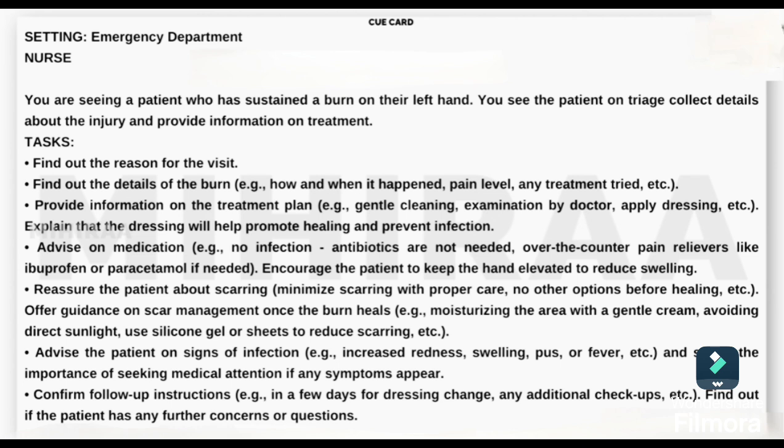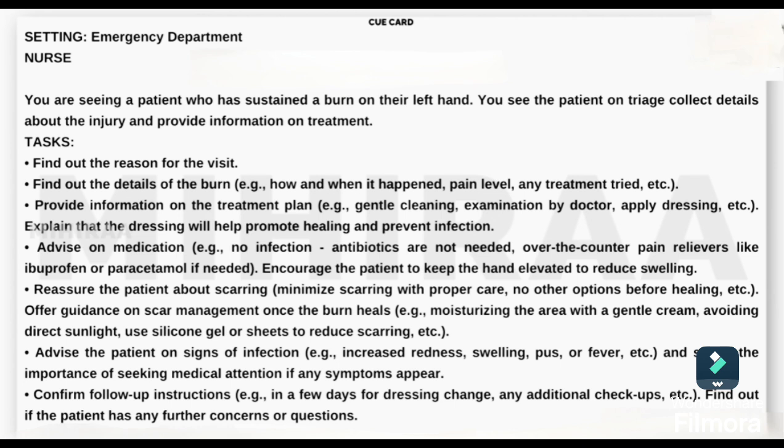Instead, you can use silicone gel or sheets on the burned area to reduce the scarring. Are you okay to follow that? Then, the next task is to advise the patient on signs of infection like increased redness, swelling, pus, or fever, and stress the importance of seeking medical attention if any symptoms appear.